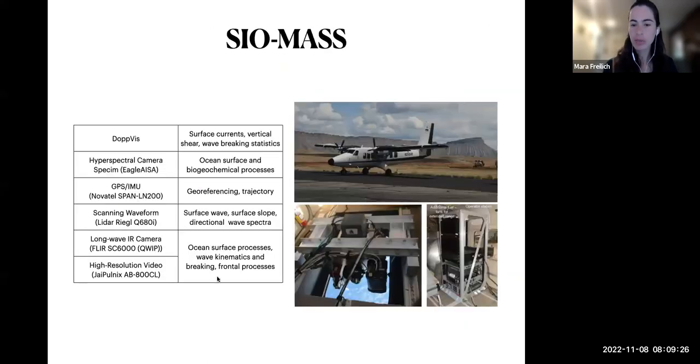And so this instrument that I'm using, the SIO MASS, is flown on a Twin Otter plane, and it actually takes multiple co-occurring observations of upper ocean currents. It has a hyperspectral camera that allows us to look at the implications for biogeochemistry, but also a number of wave observations. And so this is, I think, a really exciting instrument. I'm fortunate to collaborate with Luke and others on the observations from it.